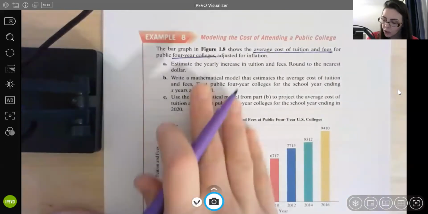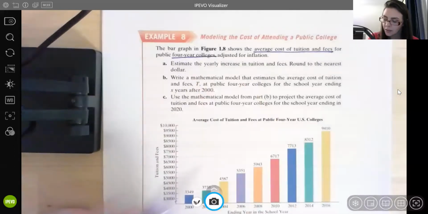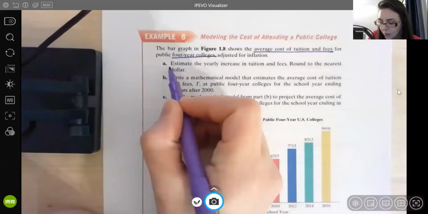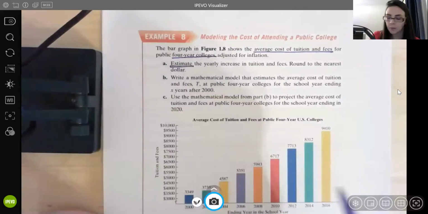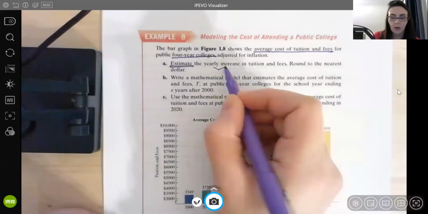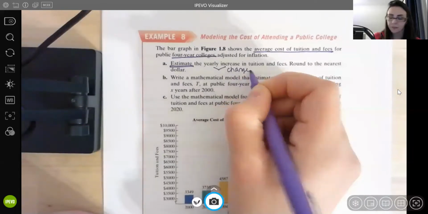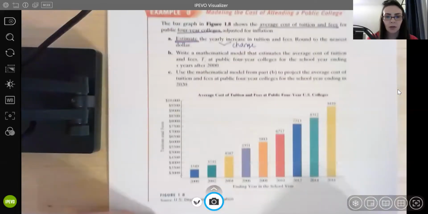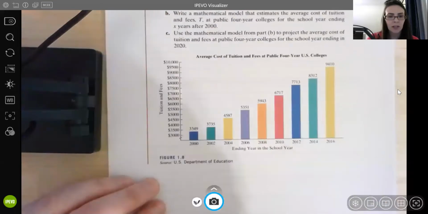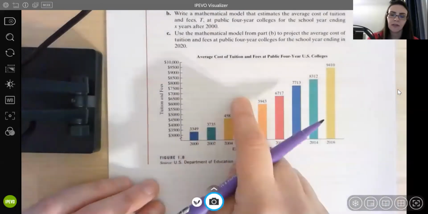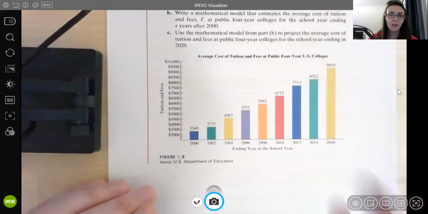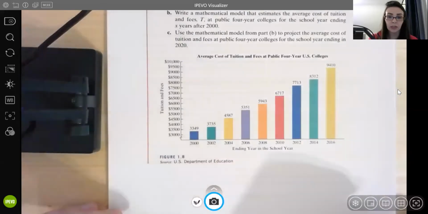Estimate the yearly increase in tuition and fees, rounded to the nearest dollar. So again, we're estimating here, we're not going to get an exact value. And we're looking for a yearly increase. So we're looking for that change. How is the tuition changing? Now, if you look at your graph here, yes, I could look at one year to the next and say, okay, well, how is this changing, and see if I could figure out a pattern, right? But that's really difficult and really cumbersome to do.